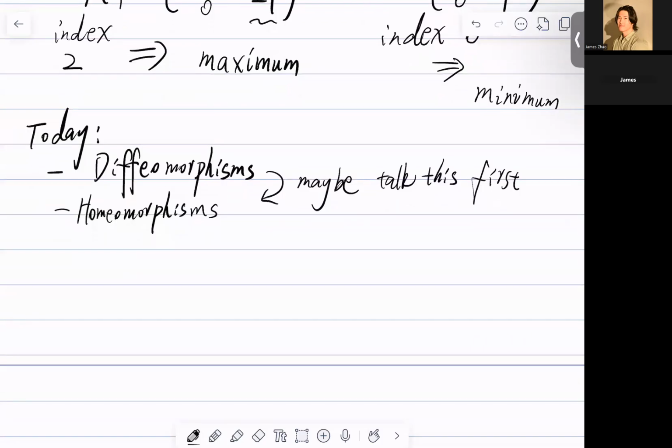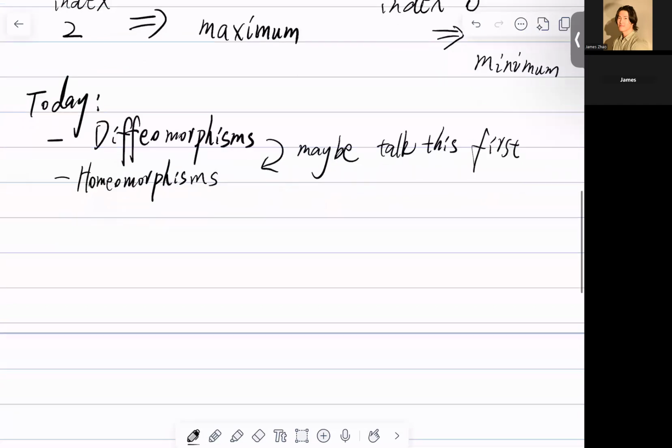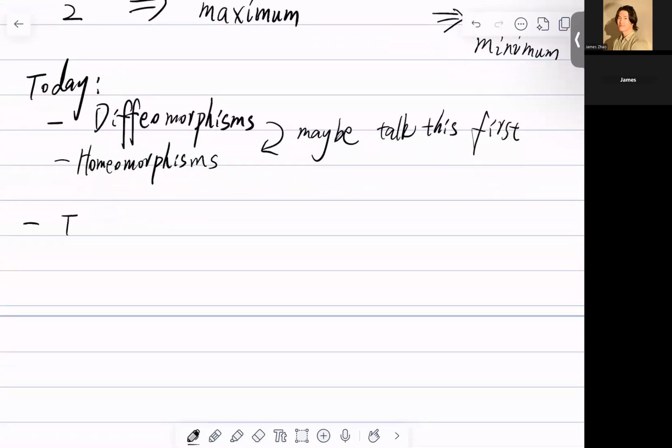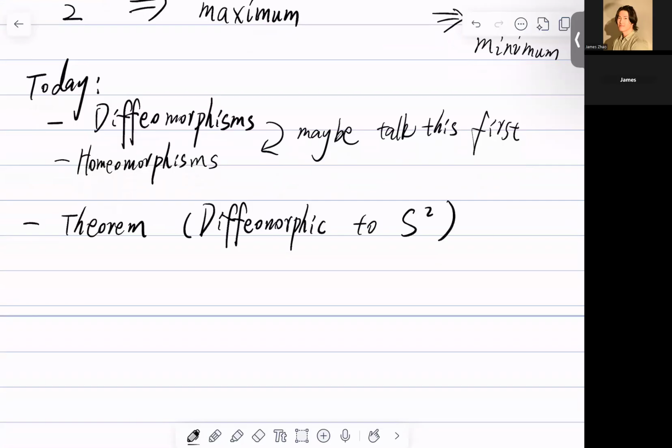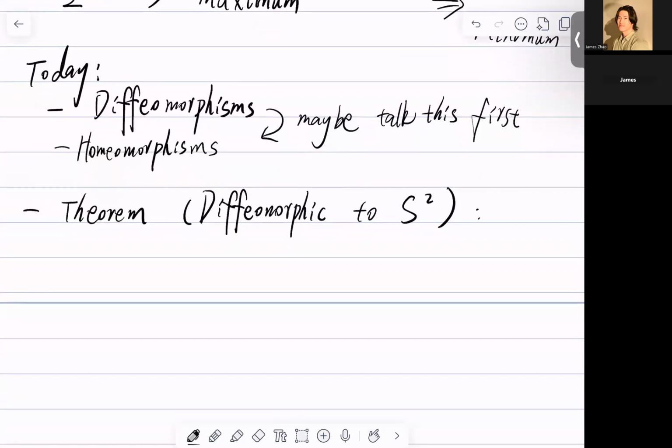Anyways, this is what we're gonna cover today, and let's actually begin with a quick theorem that's super important. So let's write down our theorem statement. Theorem. So this is called diffeomorphic to S2. But recall what S2 is. S2 is the sphere, the surface of the sphere. This is a theorem that uses diffeomorphism, which is also why we're going to define diffeomorphism in a little bit. So what does this theorem say?